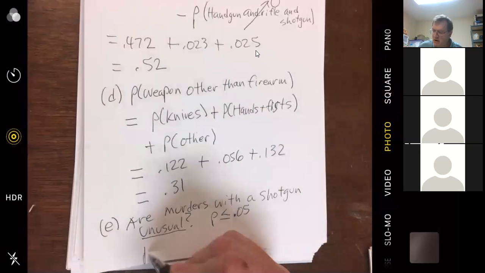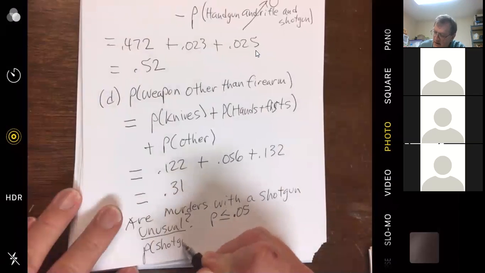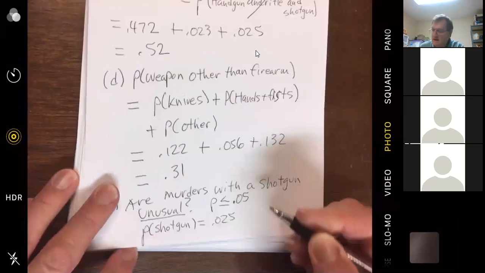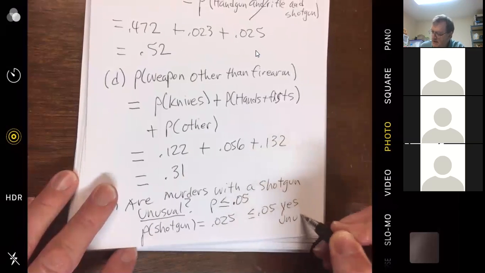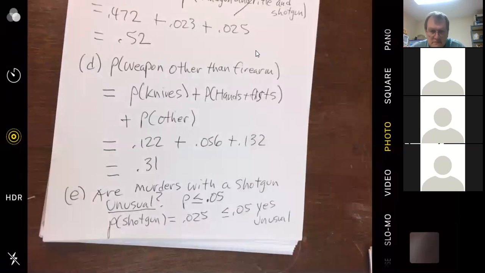That is less than, so the probability that someone used a shotgun equals 0.025. Yes, that is less than or equal to 0.05. Yes, unusual. So if you got called out to a murder scene, as a detective or at the crime lab, they keep very close track of what is used in crimes. That's their full-time business. If they found a body with shotgun wounds that was clearly murdered with a shotgun, they would consider that unusual. So only a shotgun.